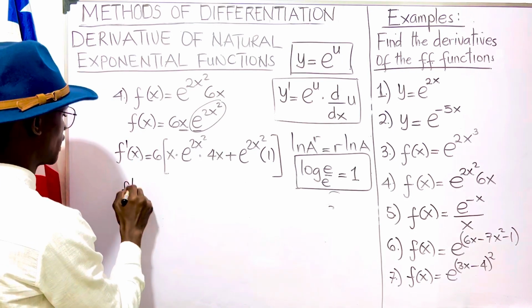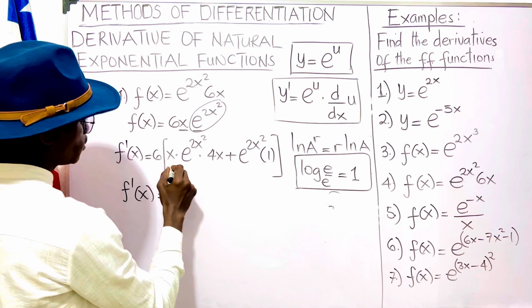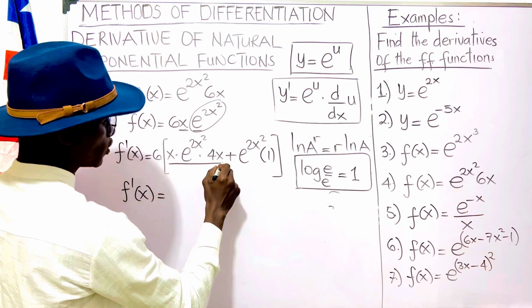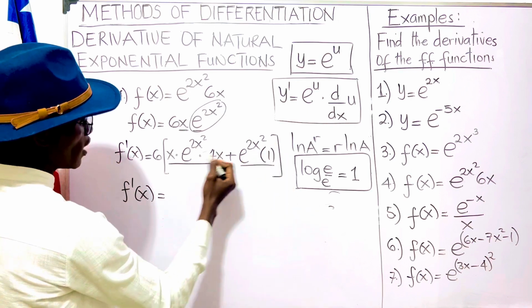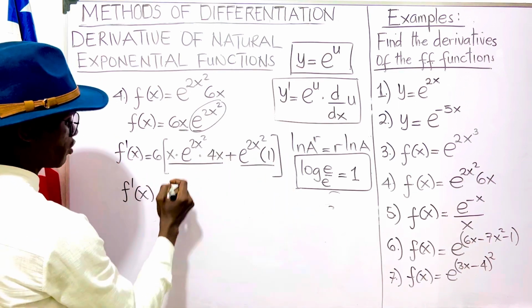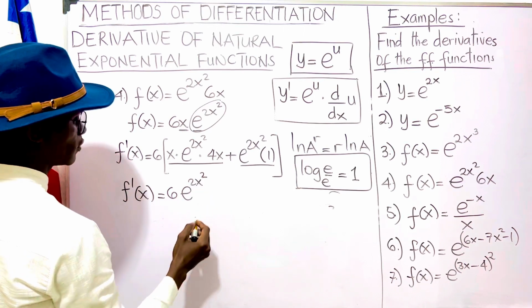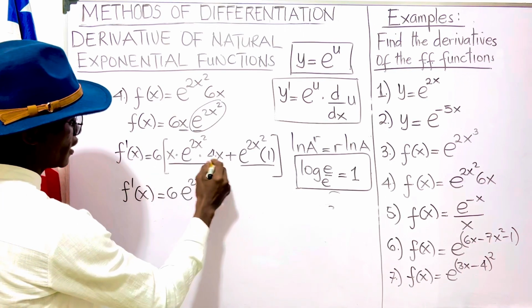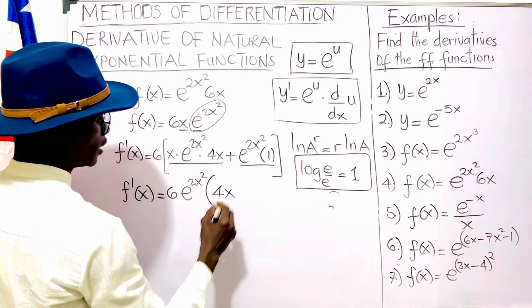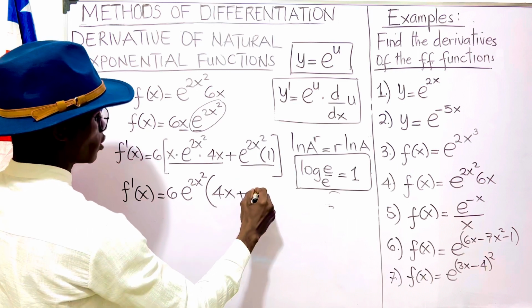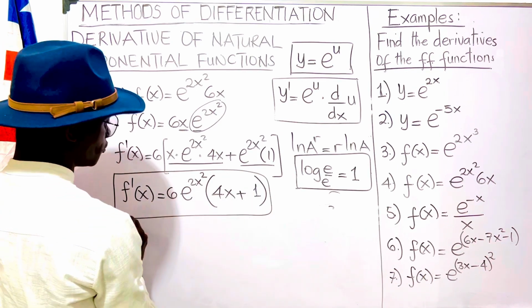So we can simplify now. f prime of x is just equal to, now if you look here, this is one term and this is another term. You have e raised to the power 2x squared in both, so we can factor it out. So it's 6e raised to the power 2x squared outside. What is left here is just x times 4x, and then plus 1. So this is our final answer.